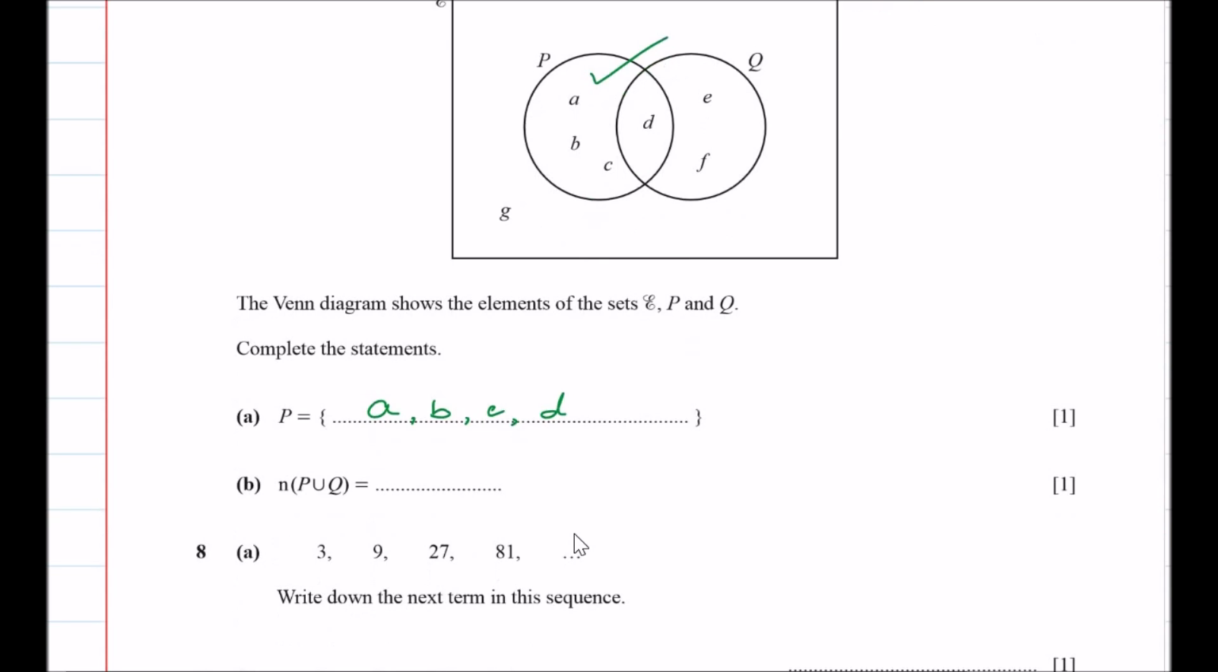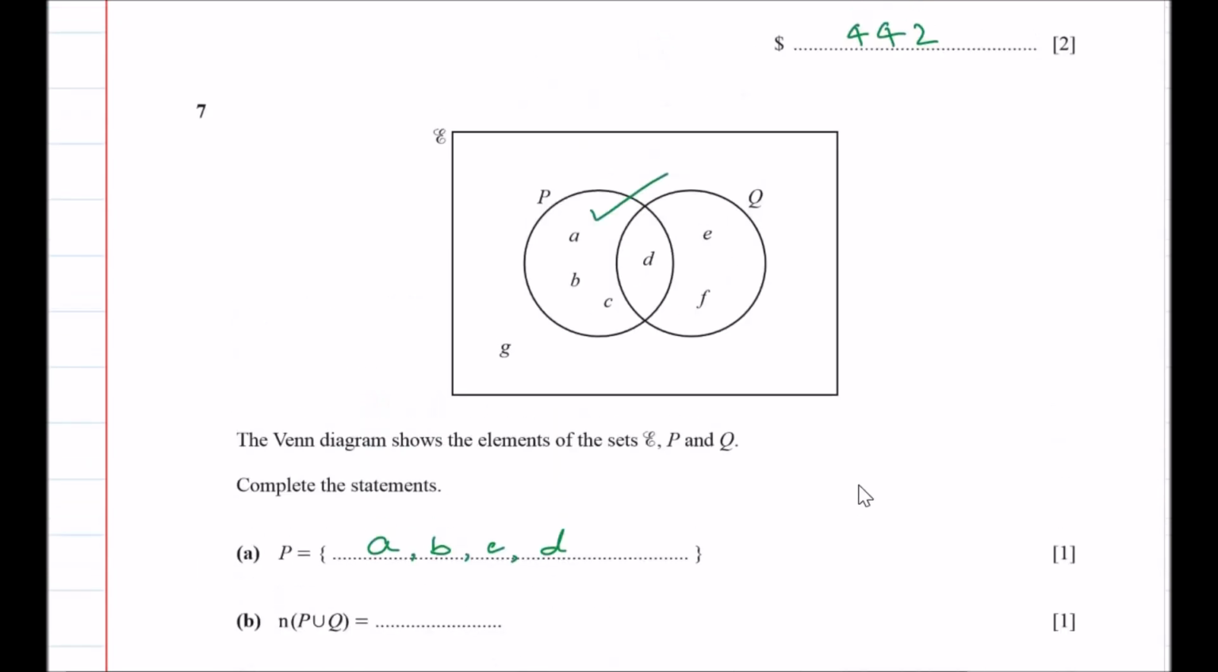Okay. Now n of P union Q means when we combine both the sets P and Q, how many total elements are there? So we can count here A, B, C, D, E, F. So A to F, there are 6. So we'll write 6. Number of elements in P union Q equals 6.